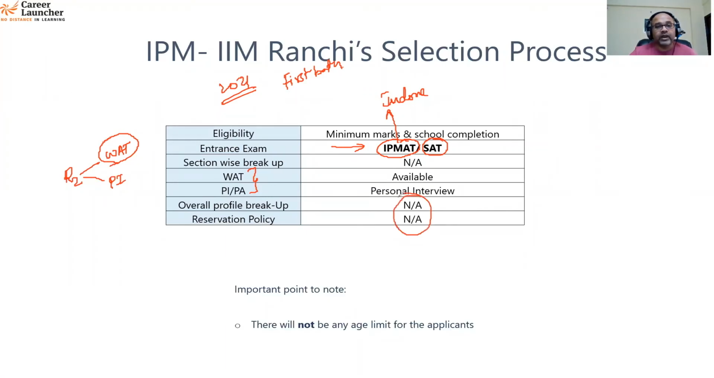The problem with Ranchi is we do not have information regarding quite a few of the details, such as what percentage of weightage is given for the entrance exam, what percentage for WAT, and what percentage for PI as of now. The information is not available. The important thing to note is Ranchi does not have any age limit.